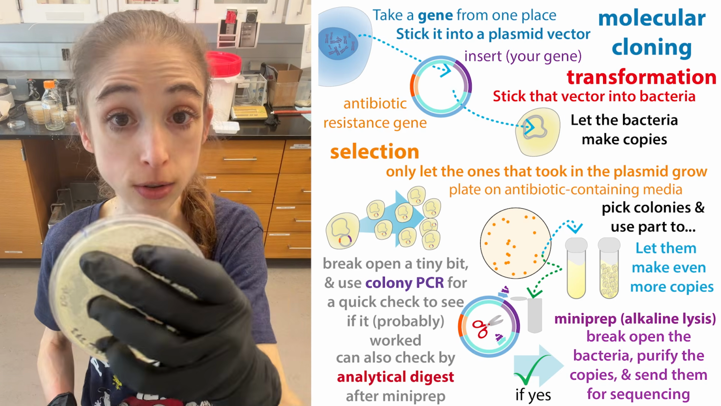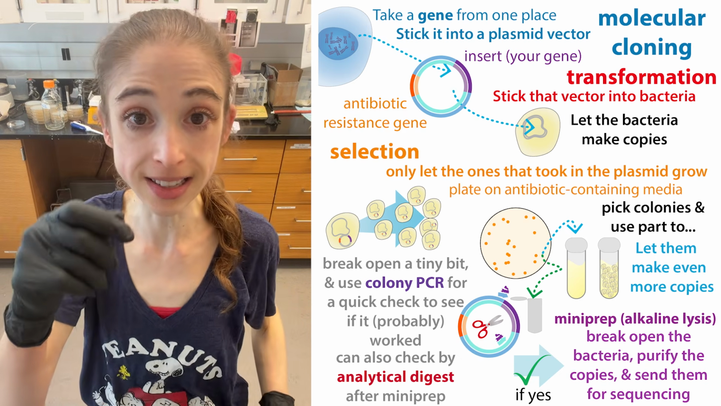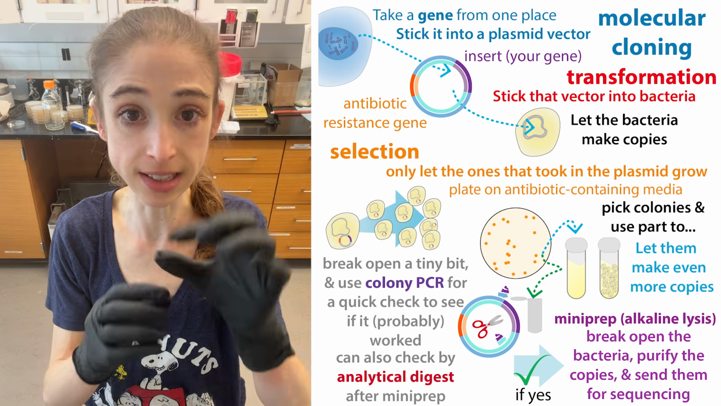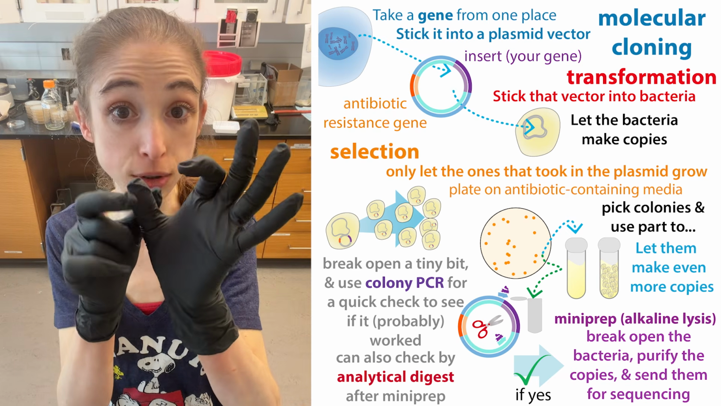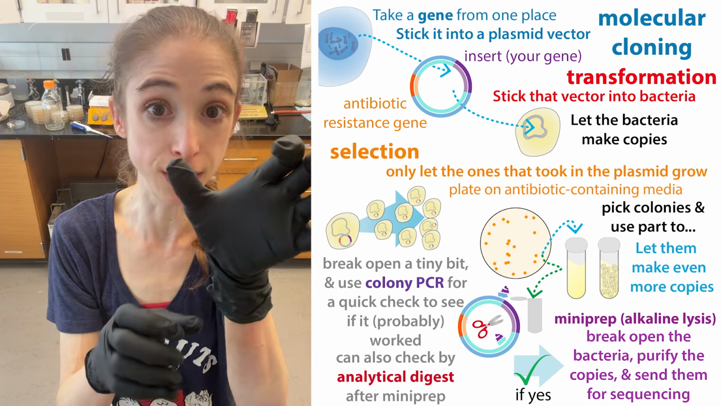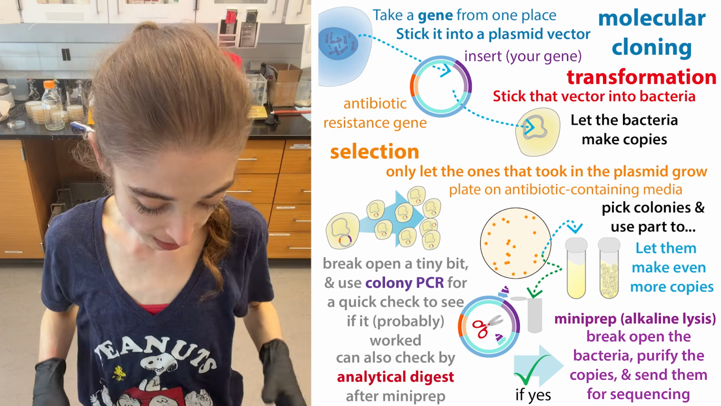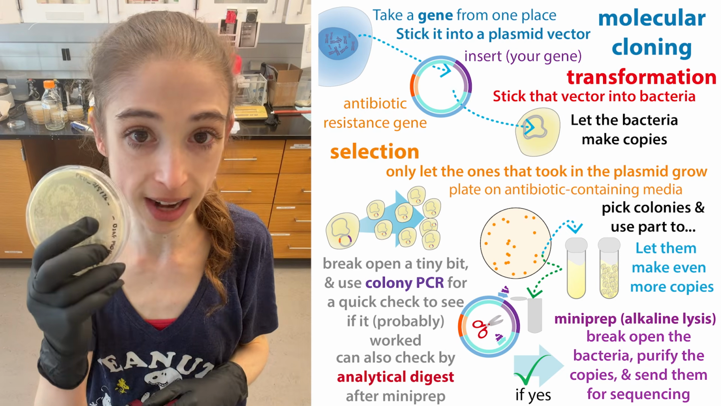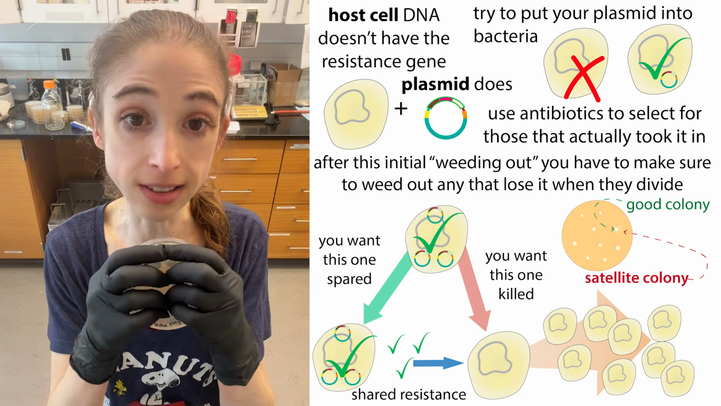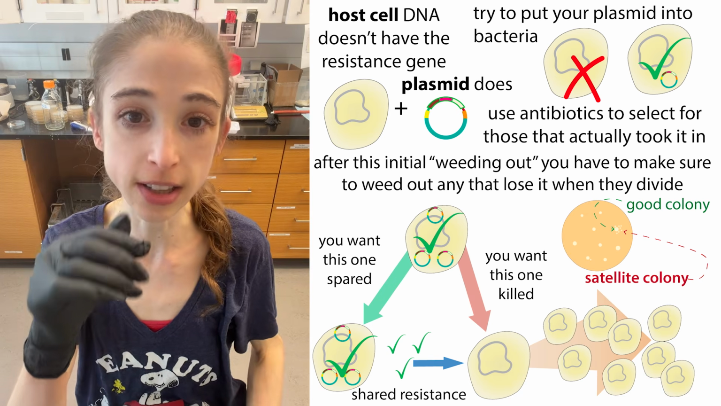If the colonies are too close together, then you're not going to be able to isolate single ones, and so you might get back a sequence that's a mix of multiple different sequences, like one of the good one and one of the bad one or something like that. And so you want the colonies to be nice and big and isolated. You don't want to choose a little tiny colony on the side of the bigger colony that's like a satellite colony.